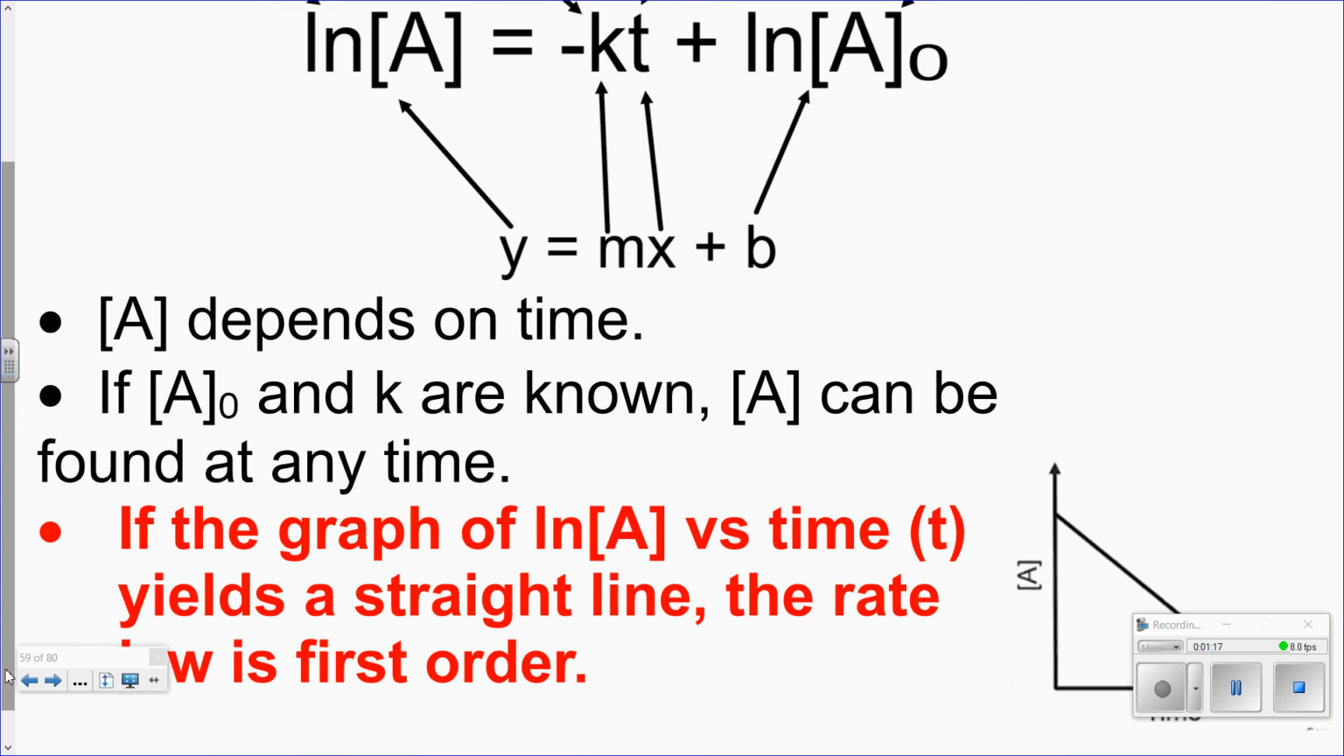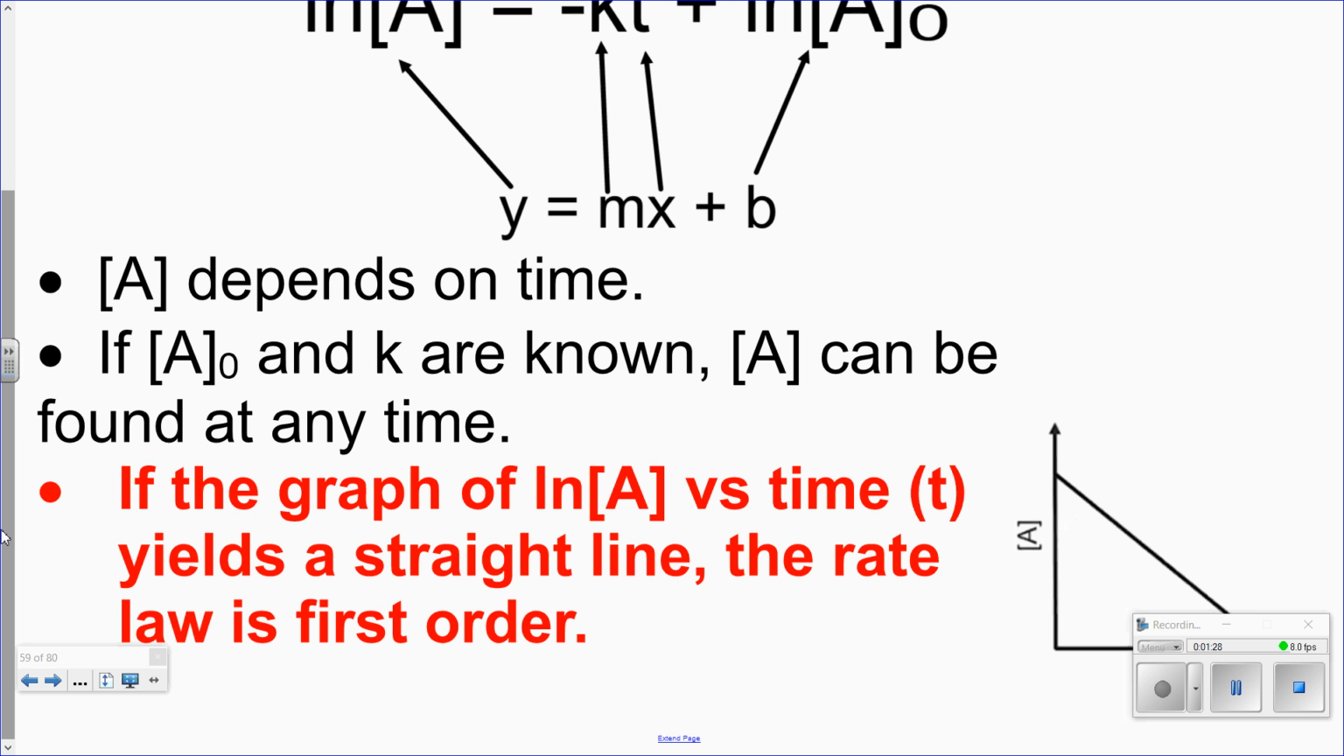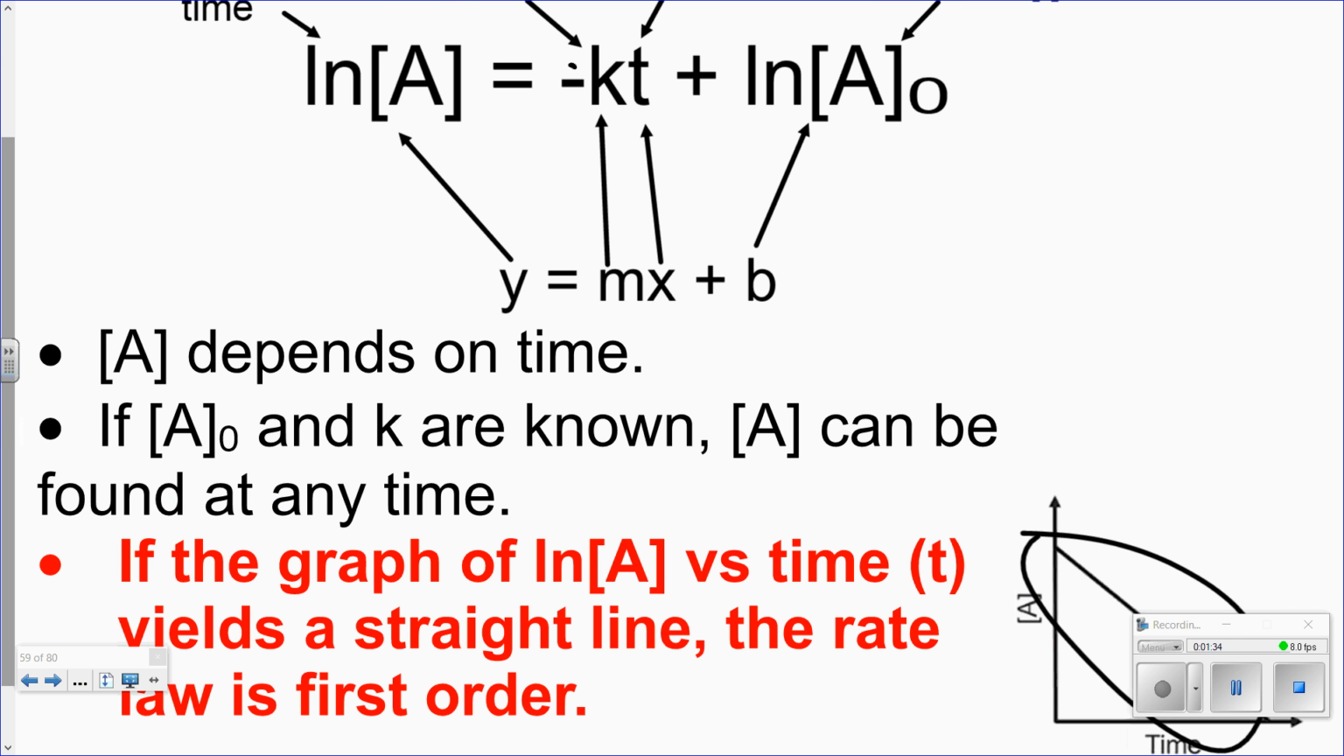And notice, as I mentioned down here in red or orange, if the graph of the natural log of A versus time yields a straight line, that rate law is first order. And notice it's a negative slope, guys. It's a negative slope, and that's because of the negative sign right here. Okay? All right, so let's take a look at this.